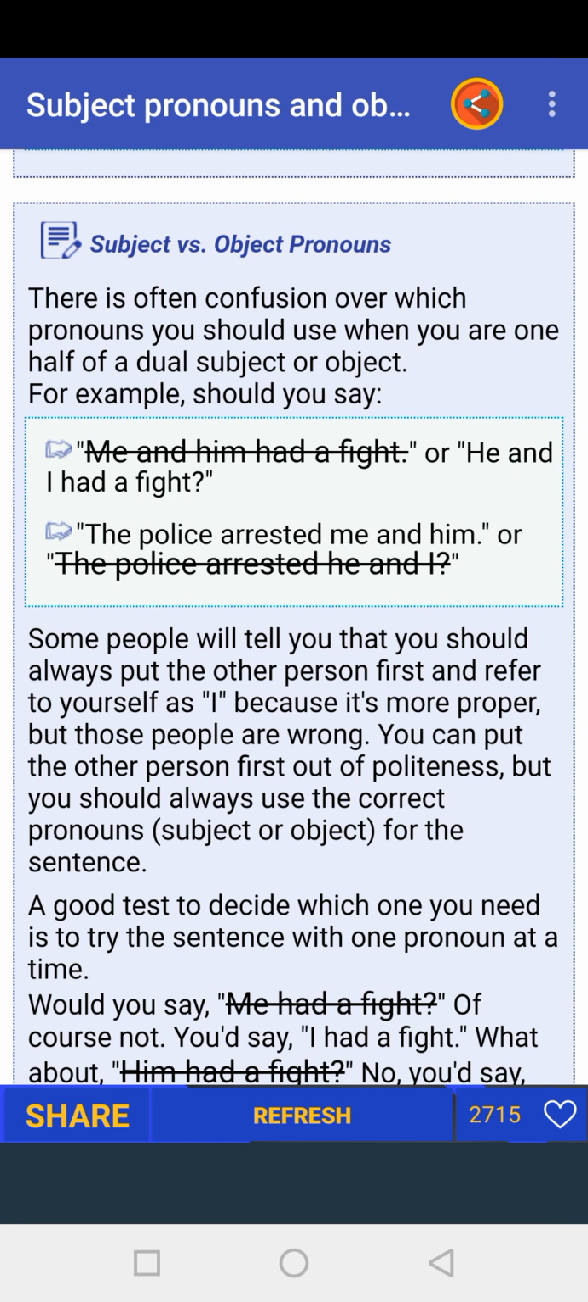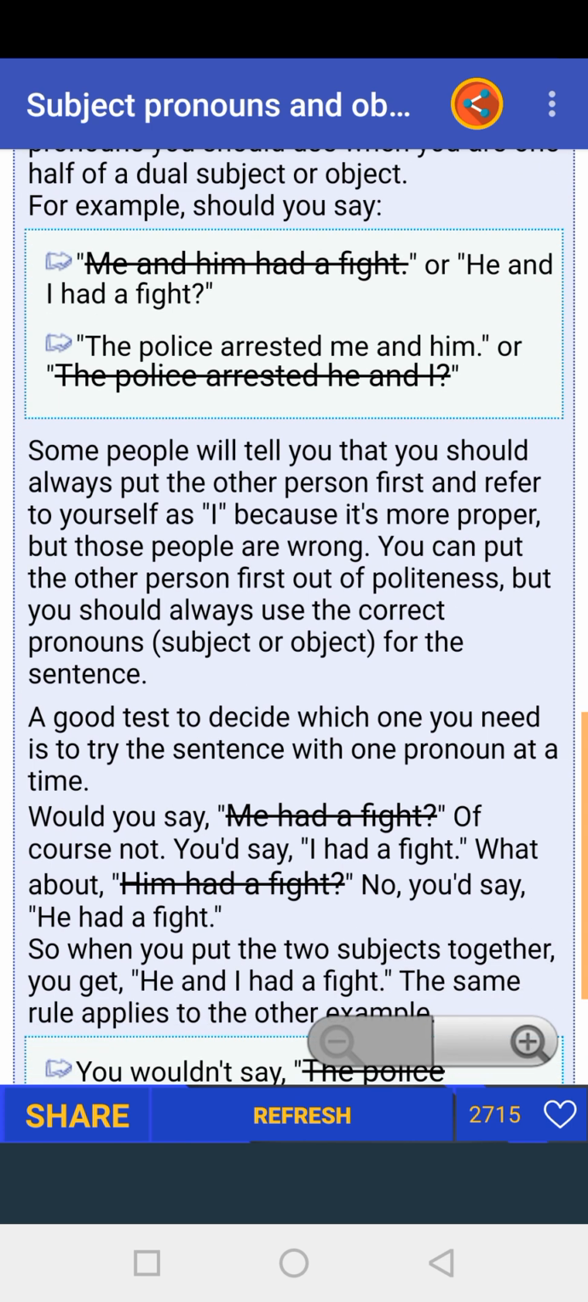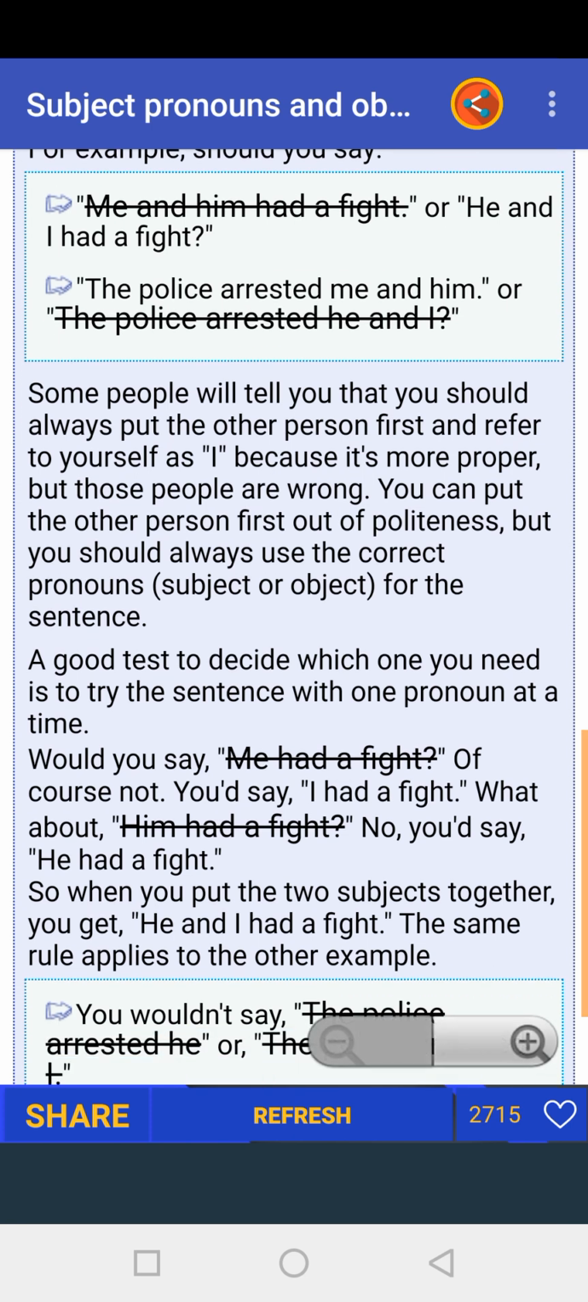So here, how to choose between subject and object pronouns in a sentence. Some people will tell you that you should always put the other person first and refer to yourself as I because it's more proper. But those people are wrong. You can put the other person first out of politeness, but you should always use the correct pronoun, subject or object, for the sentence.